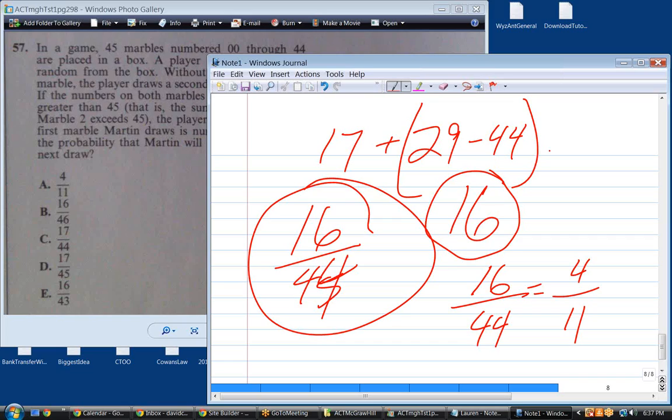It forces you to know that when you have 29 through 44, you don't have 15, you have 16. And it forces you to remember that you didn't replace that first marble, so there's really only 44 marbles left after you draw the first marble. And 16 of them are marbles that you will find favorable. So it's definitely 16 over 44.